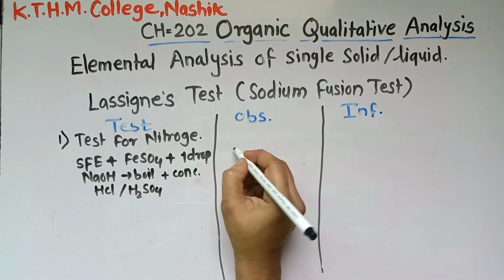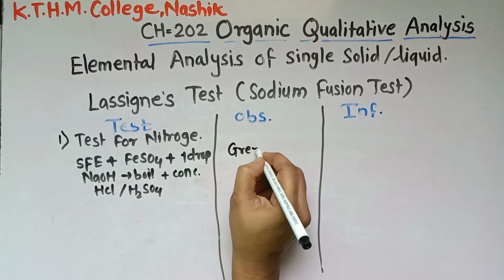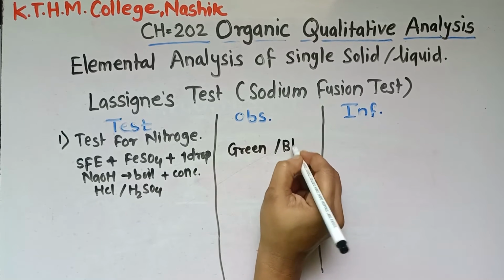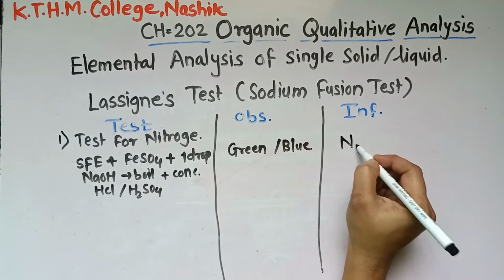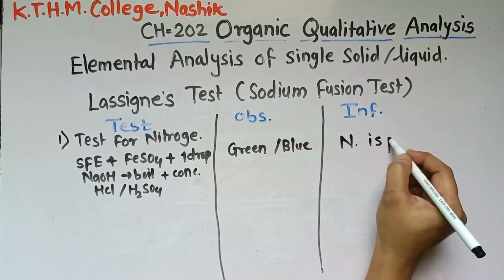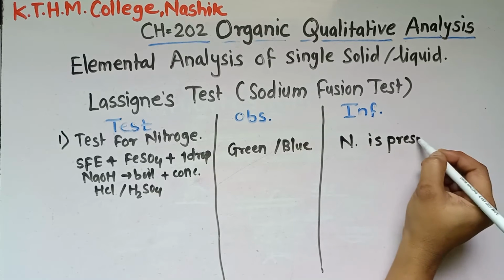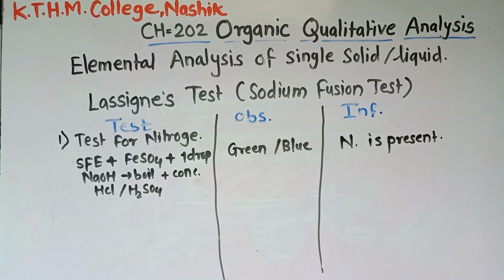In the observation, we observe either green or blue color. If we observe green or blue color, we conclude that nitrogen is present. In this way, the test for nitrogen is performed. So what exactly is the reaction that happens when we perform this test, we are going to discuss now.